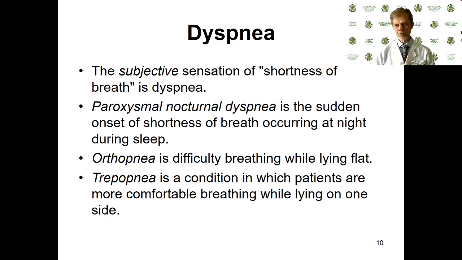Okay, other types of dyspnea. Paroxysmal nocturnal dyspnea is a sudden onset of shortness of breath occurring at night during sleep. Orthopnea is difficulty breathing while lying flat. You know already, for example, paroxysmal nocturnal dyspnea is usually a sign of so-called cardiac asthma or pulmonary edema. This usually happens in cardiac patients.